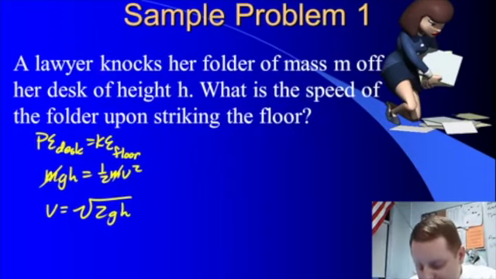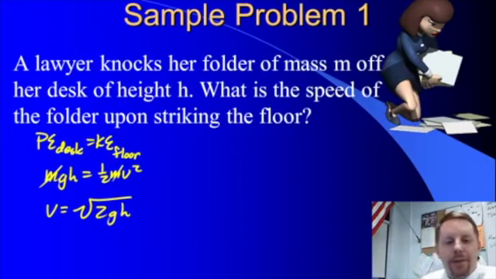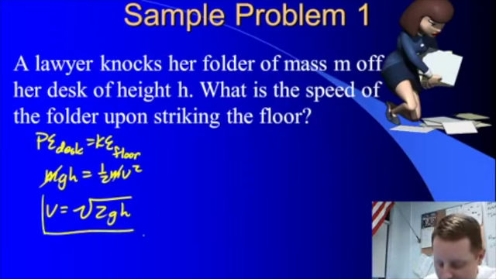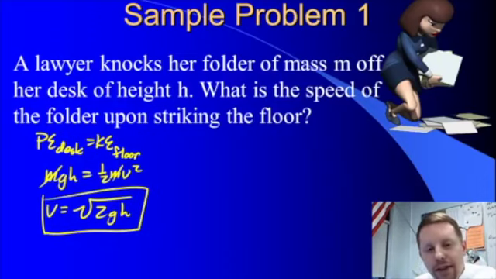Assuming we neglect friction, when you drop an object from some height, you'll find that its velocity right before it hits the ground is always going to be the square root of 2gh. So you'll see that formula come up again and again and again in physics.